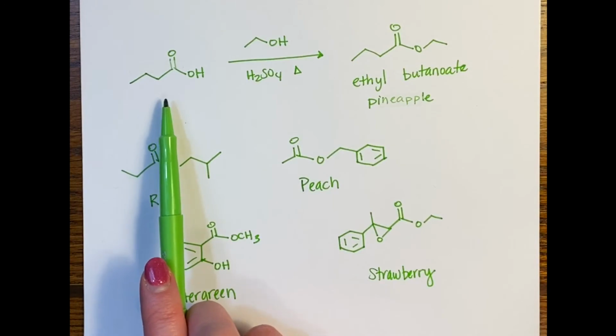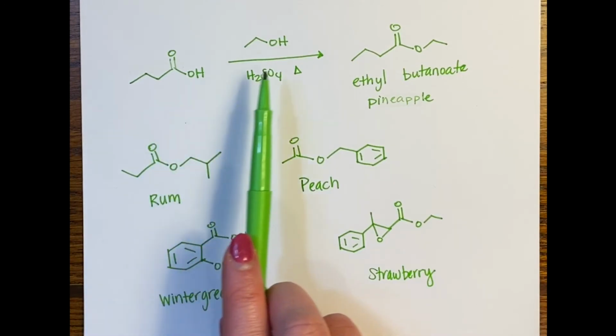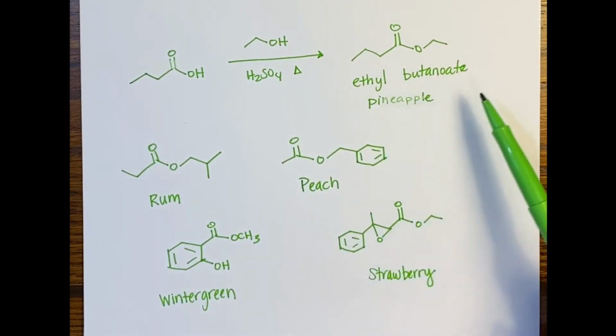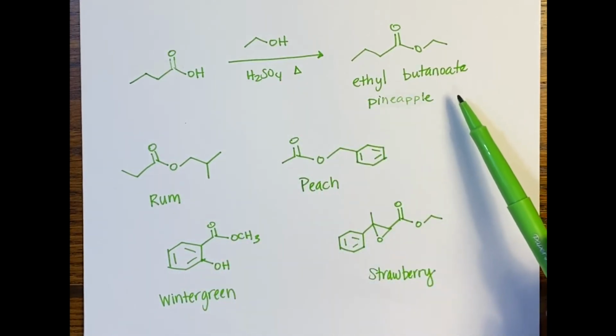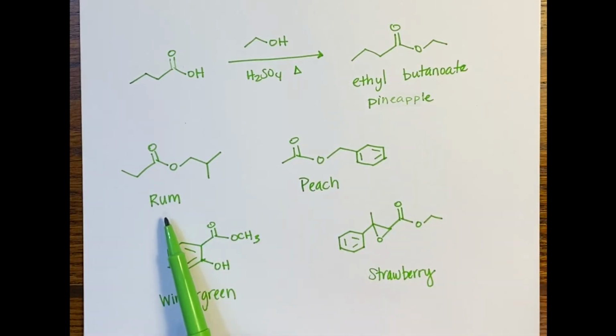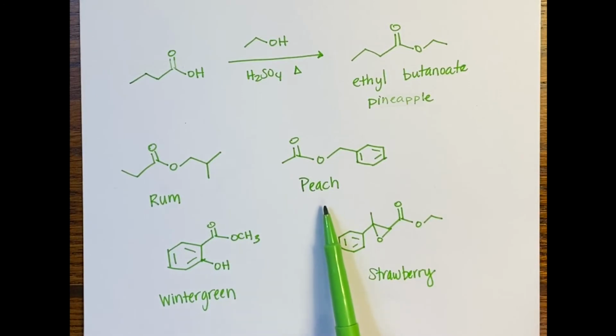We could take butanoic acid here, which is a carboxylic acid that smells like vomit, in the presence of ethanol, sulfuric acid, and heat, and make this compound right here, which is ethyl butanoate, which smells like pineapple. This is the fragrant compound that smells like rum. Here we have peach, wintergreen, and strawberry.